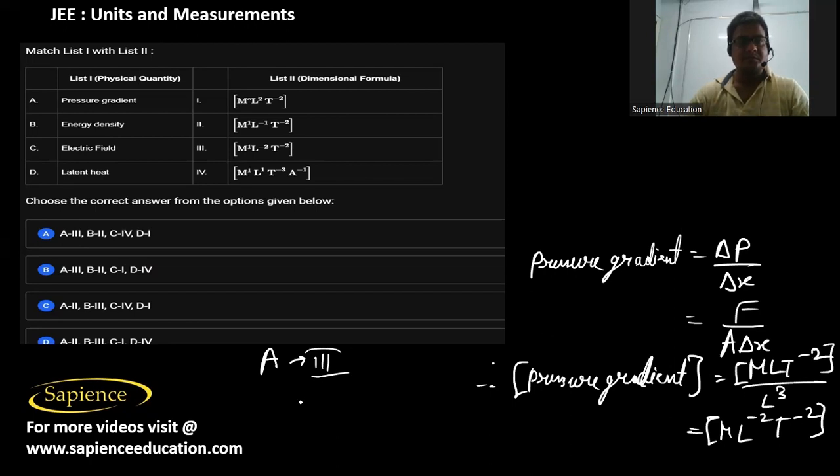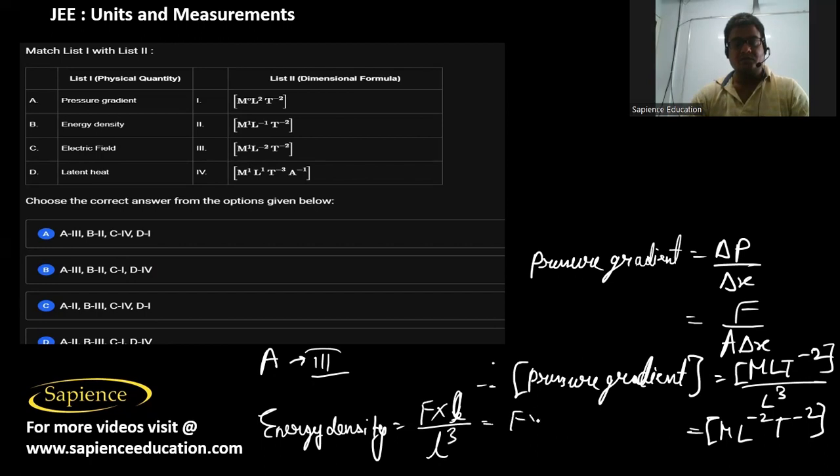And B is energy density, which is energy by volume. So we can say force into length, which is the same as the dimension of energy, per unit volume, which is L cube. So it should be F L power minus 2. So force is M L T power minus 2 into L power minus 2. So this will be M L power minus 1 T power minus 2. It means that B will match with 2.